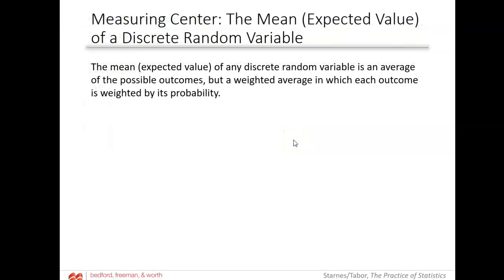All right. So how do you measure center, which we know as the mean, but it's actually called an expected value in probability distributions of a discrete random variable. So the mean, known as the expected value of any discrete random variable, is an average of the possible outcomes, but it's a weighted average. So each outcome is weighted by its own probability.